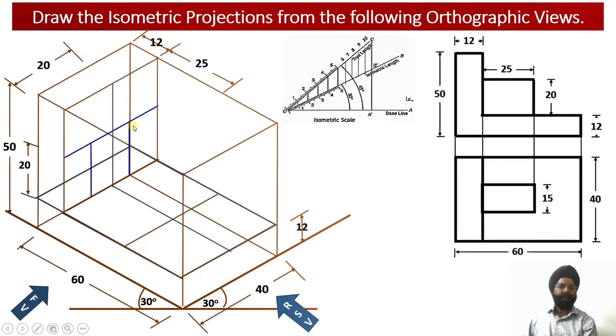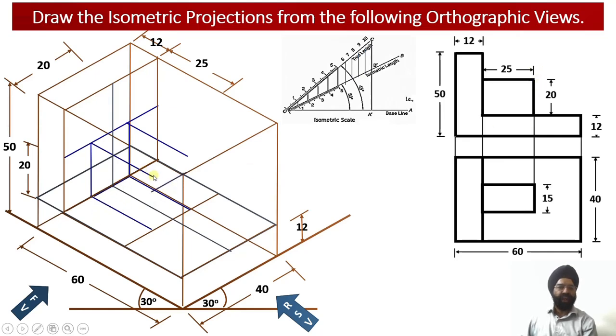Now let me draw these edges. So this dimension I have marked as 25 millimeter. So this edge equal to 25 millimeter I have marked. This edge equal to 25 millimeter I have marked. Again another edge equal to 25 millimeter and another edge length equal to 25 millimeter have been marked. So this way the 4 points corresponding to this face have been obtained in the isometric projection.